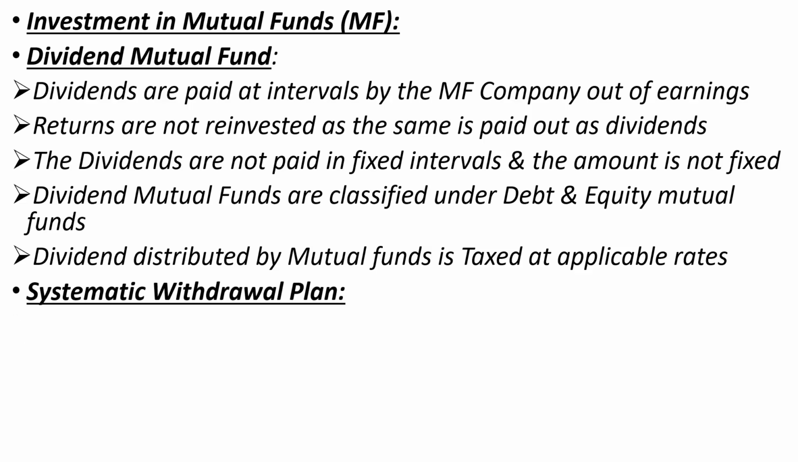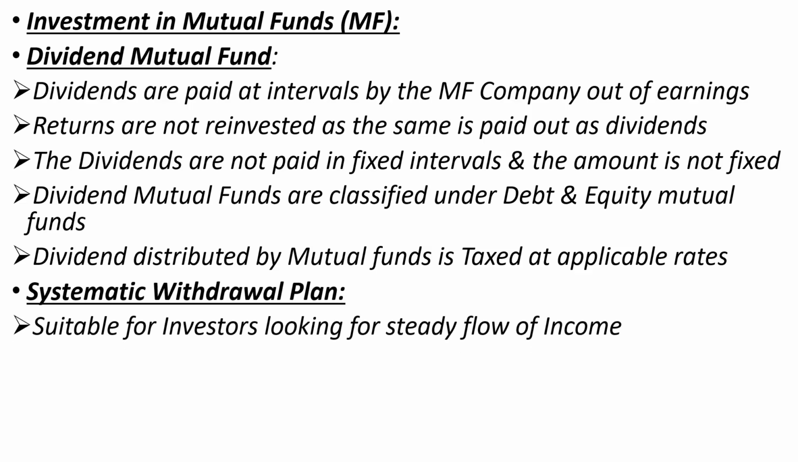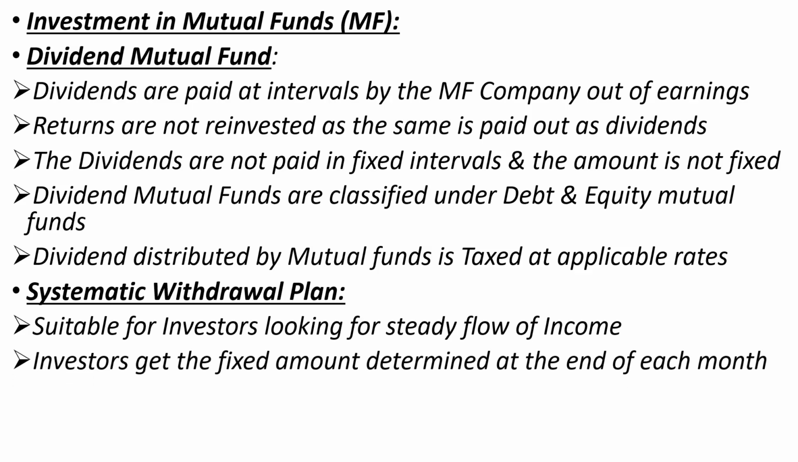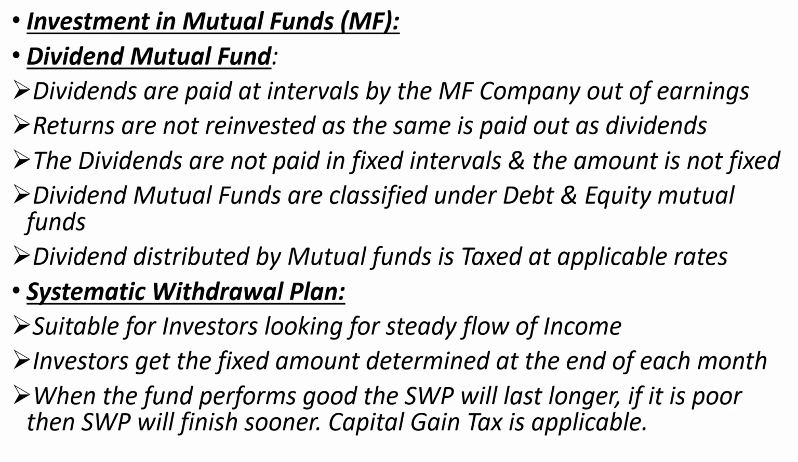Systematic withdrawal plan. Suitable for investors looking for a steady flow of income. Investors get a fixed amount, determined by the investor, at the end of each month. When the fund performs well, the systematic withdrawal payment will last longer. If it is poor, then the systematic withdrawal payment will finish sooner. Then capital gains tax is applicable for the payment made by the mutual fund.